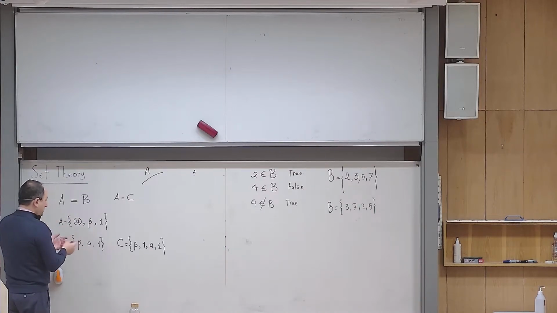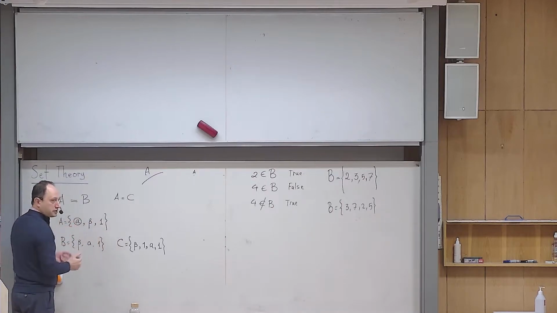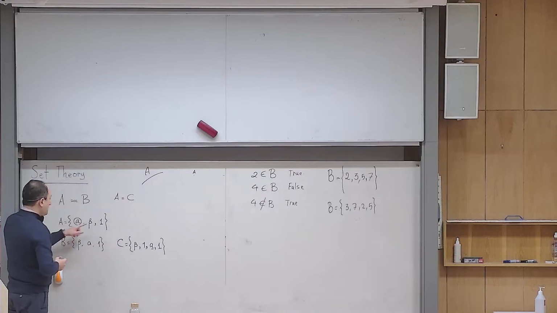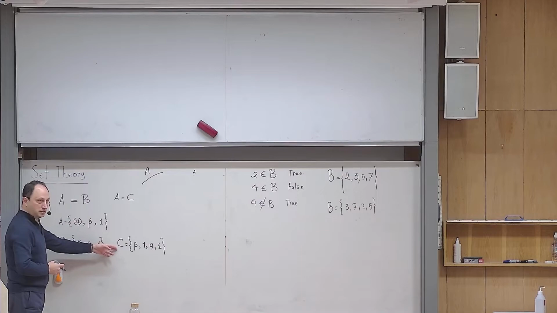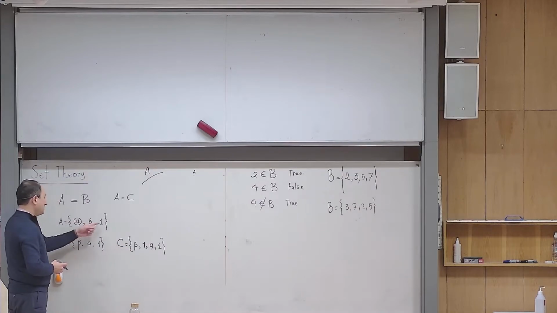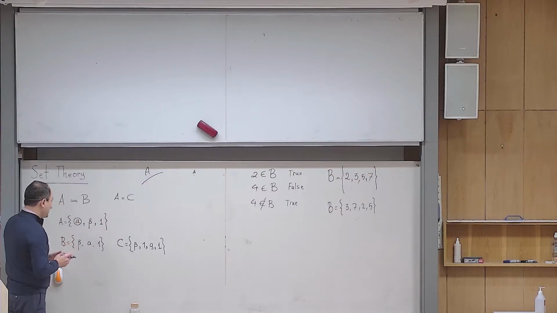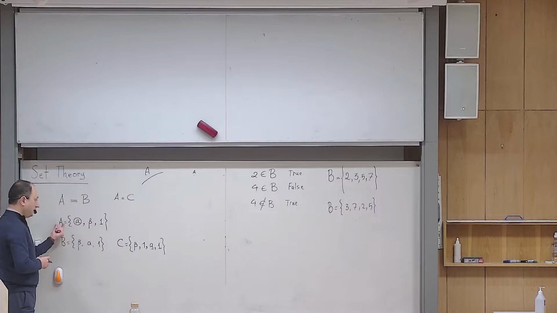Is that true? Yes. Let us check the elements of A. The first one is little a, which is an element of A. Is this also an element of C? Yes, it occurs here. Beta is an element of A. Is it also an element of C? So the answer is yes, and simply 1 is an element of A. It's also an element of C. So we realized every element of A is an element of C.